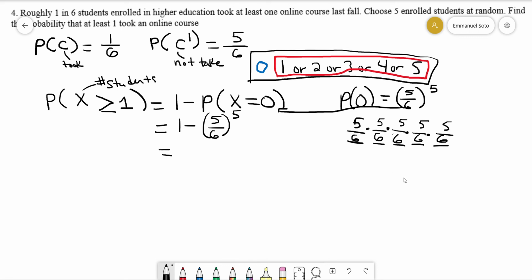Alright, so we have 1 minus 5 divided by 6. Let me put this in parentheses here. 1 minus 5 over 6 raised to the 5th power. Okay, I'm going to double check that number. 5 over 6 raised to the 5th power. Okay, so it looks like 0.598. So our probability is about 0.598, and that is our solution.